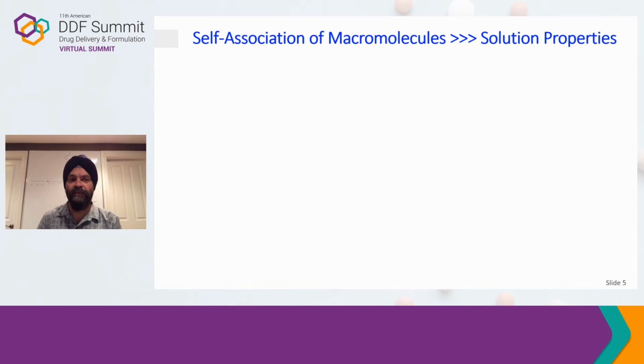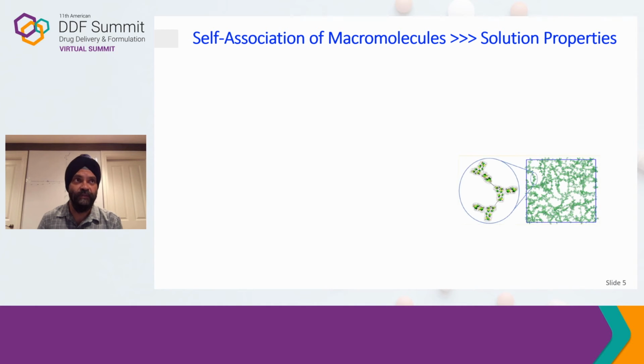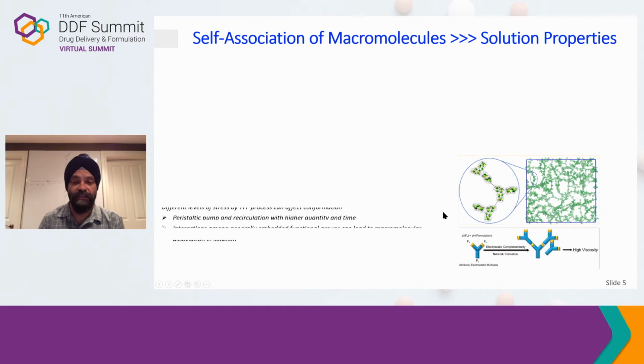Now, thinking about role of self-association of macromolecules on solution properties. Now, this is a case of a large molecule compound. In this large molecule compound, you have, let's say, protein antibodies that form loose networks of association with each other in solution.